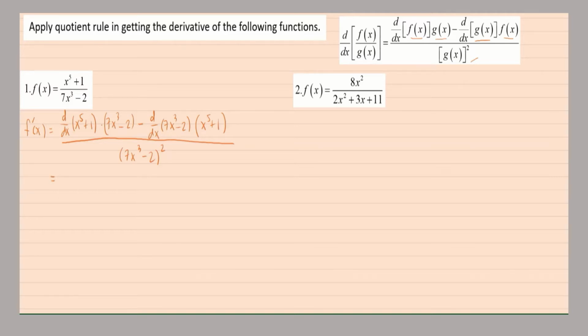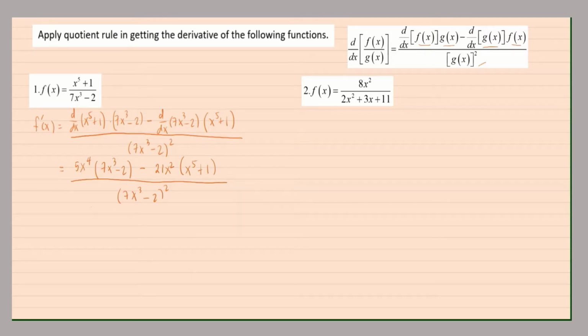So we proceed. The derivative of x raised to 5 plus 1 is 5x raised to 4. We multiply that with 7x cubed minus 2, and then minus the derivative of 7x cubed minus 2, which is 21x squared, and then we multiply this with x raised to 5 plus 1, all over, again, we square our denominator 7x cubed minus 2.